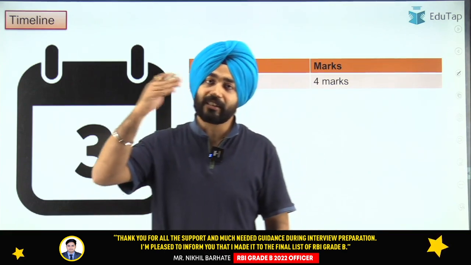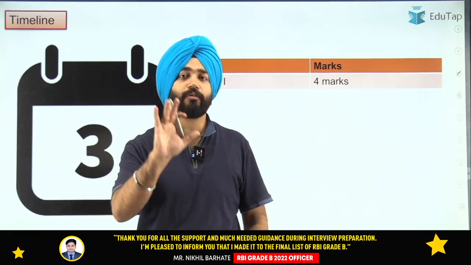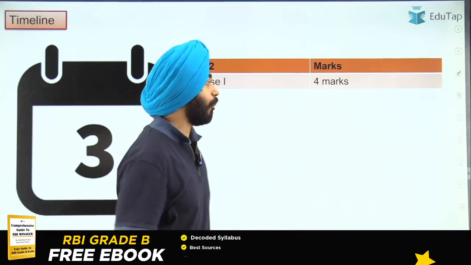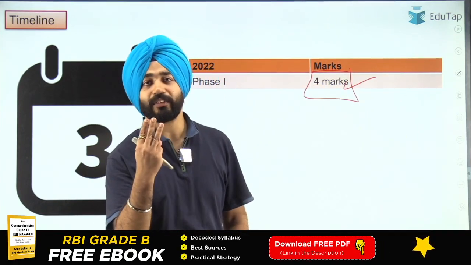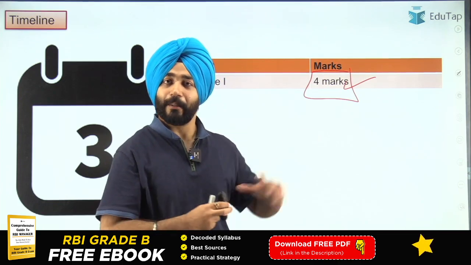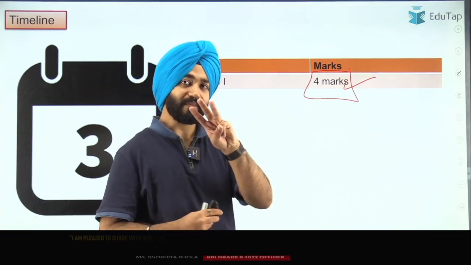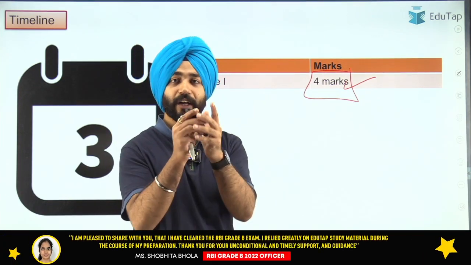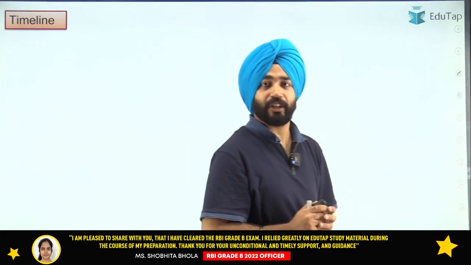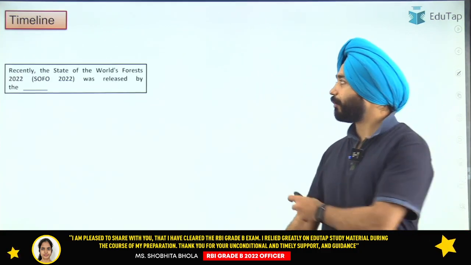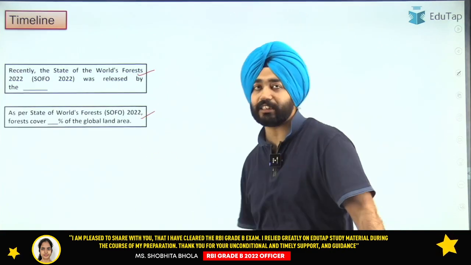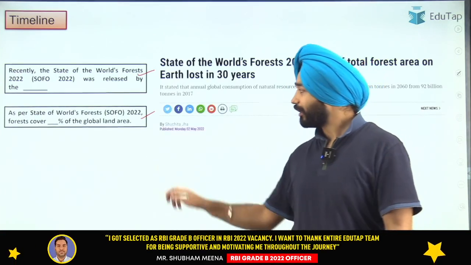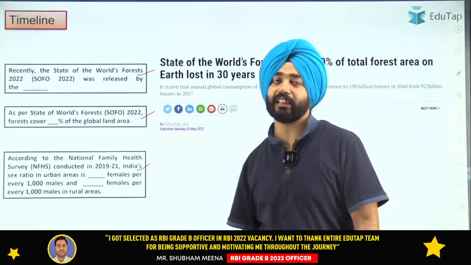Why? Because previously, if I talk about it, there were around 5 questions from reports, and out of these 5, 4 questions were asked from these 3 months, which means maximum return of output from a minimum short span of time. If I just give you an example here, you can see behind me, guys, there was a question on the State of World's Forest report that has been asked in the examination, and then there was a question on the National Family Health Survey that has been asked in the examination.